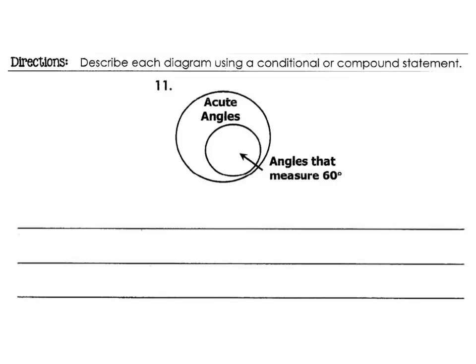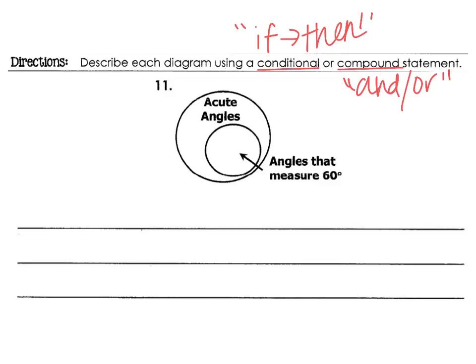All right, so the next few examples are a little bit different. We're given a Venn diagram and we want to write either a conditional or compound statement. So just a little review. What is a conditional and what is a compound statement? A conditional statement is anything that's written in if-then form, all right? That is our conditional statement. And compound statements is anything that uses an and or an or, all right? So if P, then Q. That is a conditional statement. Compound statement, when we say and or or.